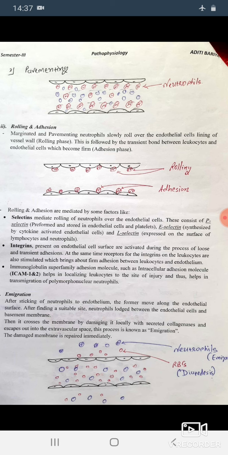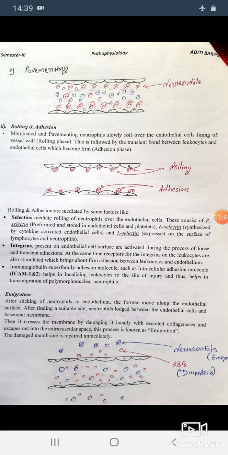Now there is a question: why do rolling and adhesion occur? Why do the neutrophils produce this bond with the endothelial cells? The reason is some factors which are secreted during this process, and the factors are selectins. Selectins are the substances that mediate this. Selectins are three types.